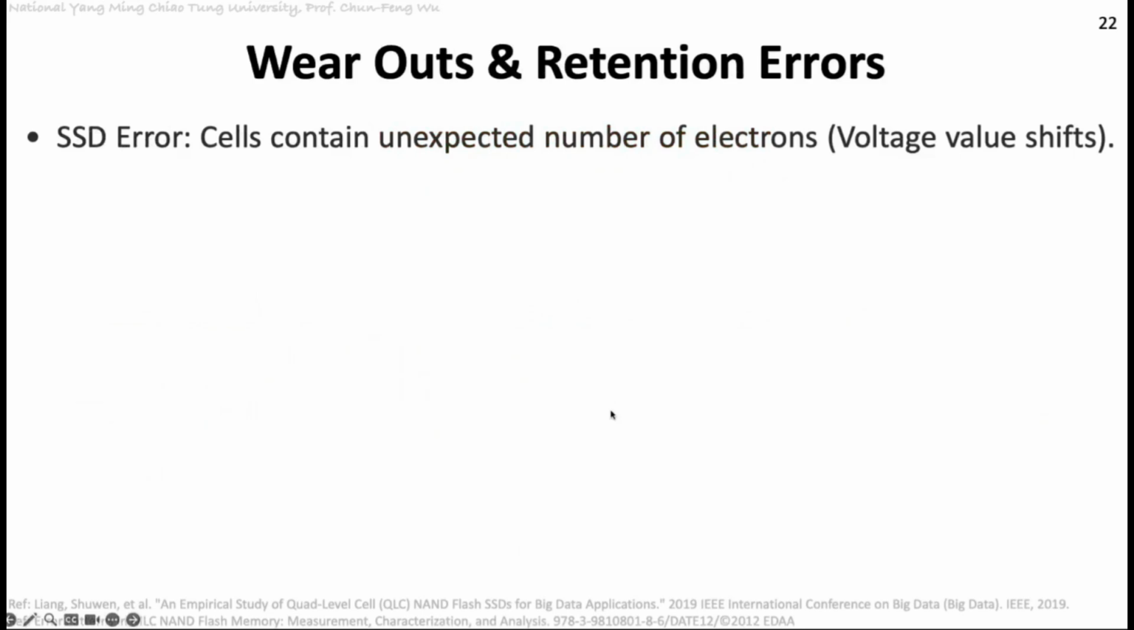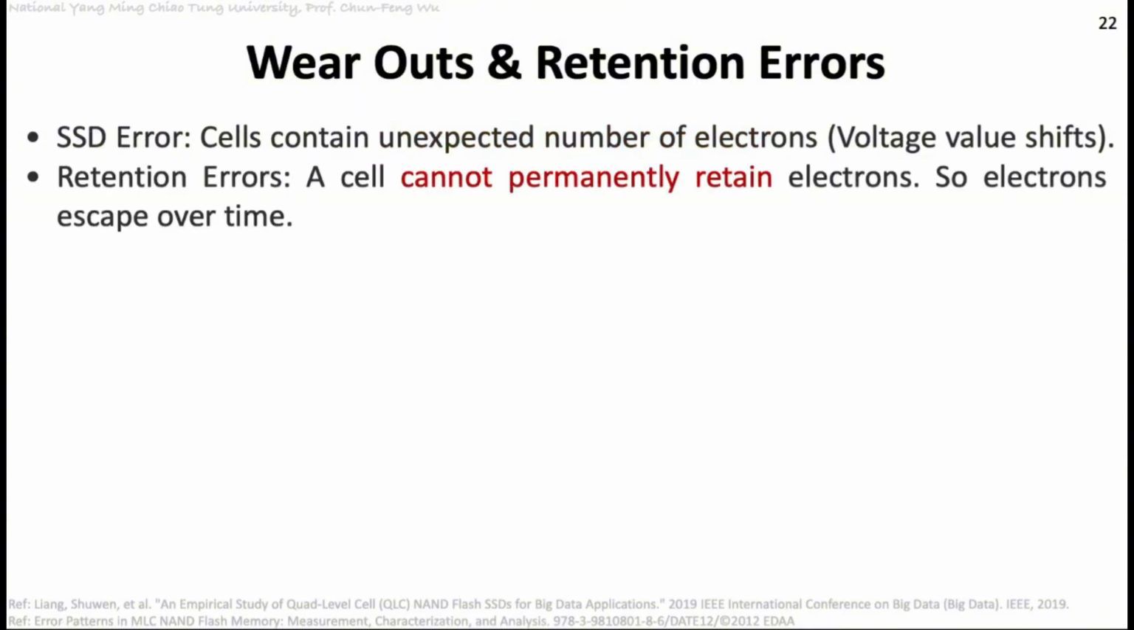There is another characteristic of SSD: SSD usually has a limited lifetime, or a lot of errors occur in SSD. There are several errors here. First of all, let's talk about retention errors. Retention errors means a cell cannot permanently retain electrons. So it means you store the data in these cells, and maybe after 2 or 3 years, you don't do anything on those cells, it is possible the electrons will try to escape from the cell. Okay, so this is called retention errors.